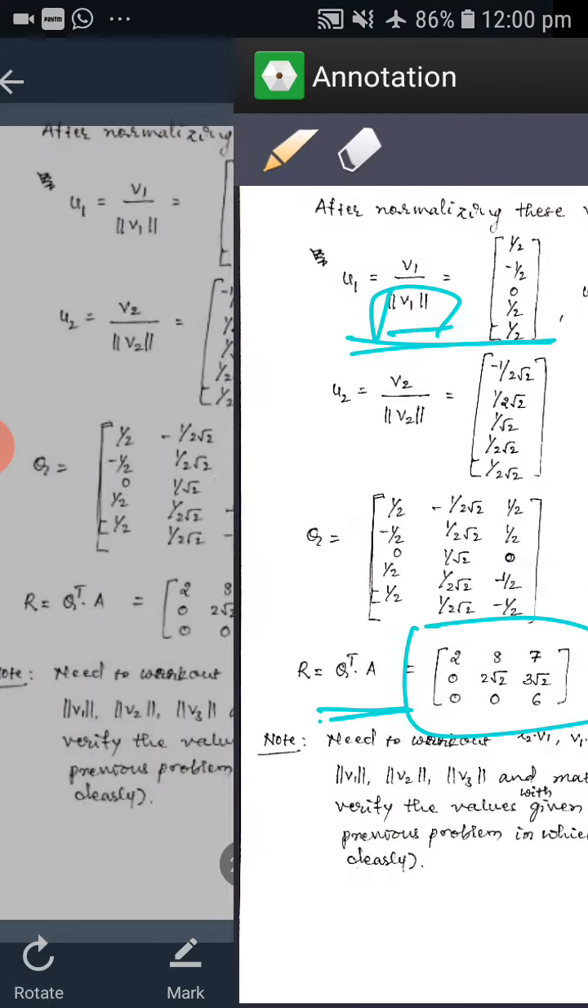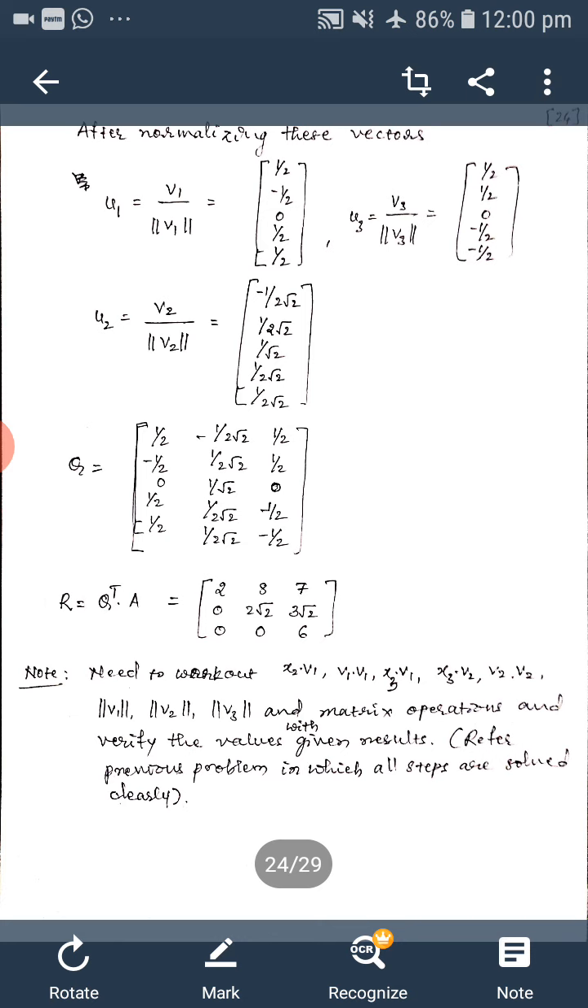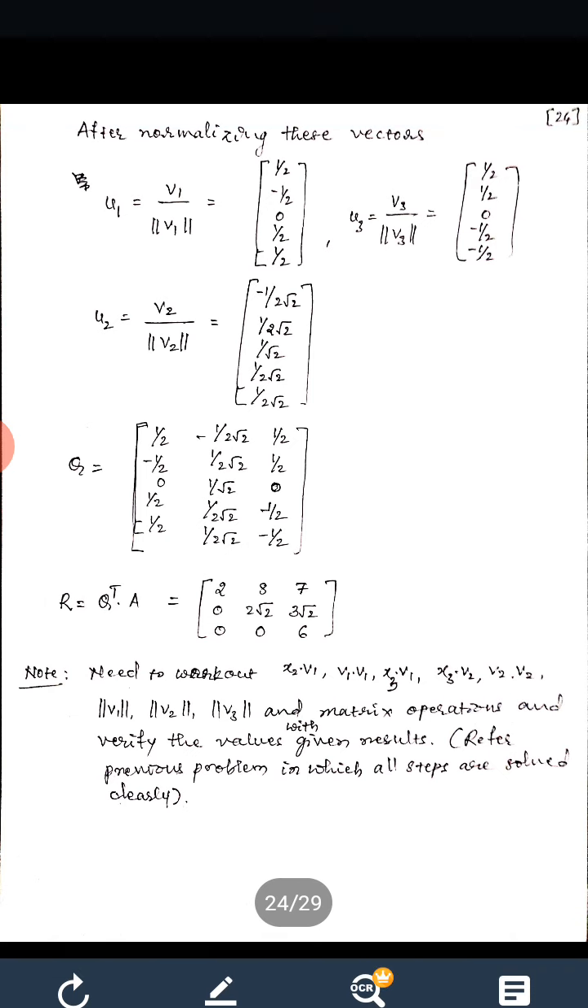That is what has been given as a note: you need to work out all these individual components by referring to the previous problems.